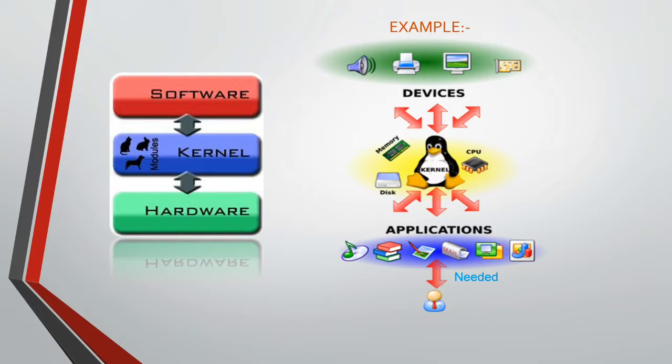As example, devices that needed kernel such as CPU, memory, and disk to use an application. An application are needed and used by human. So, let's proceed to next topic.